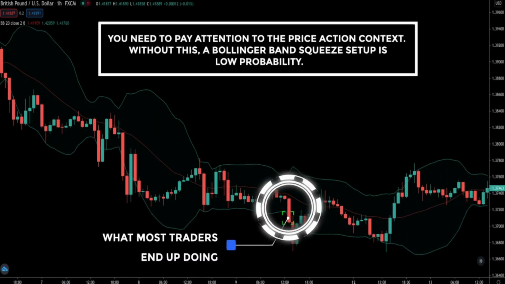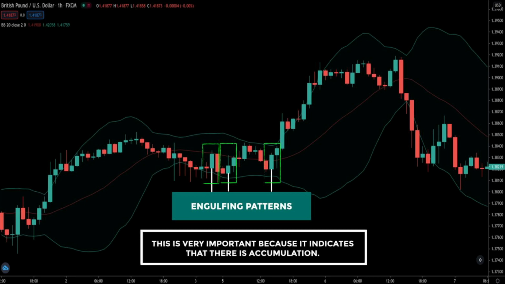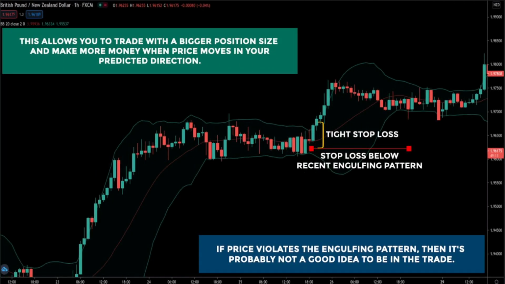So summing up this video, to trade a Bollinger Band breakout correctly, you need to understand the price action context. You should not simply take a trade whenever you see price breaking out of the Bollinger Band. To get the highest probability Bollinger Band setups, you need to watch for a series of engulfing patterns. Your stop loss goes above or below the recent engulfing pattern, depending on whether you are buying or selling. If you are buying, then your stop loss goes below the recent bullish engulfing pattern. And of course, if you are selling, then your stop loss goes above the recent bearish engulfing pattern.